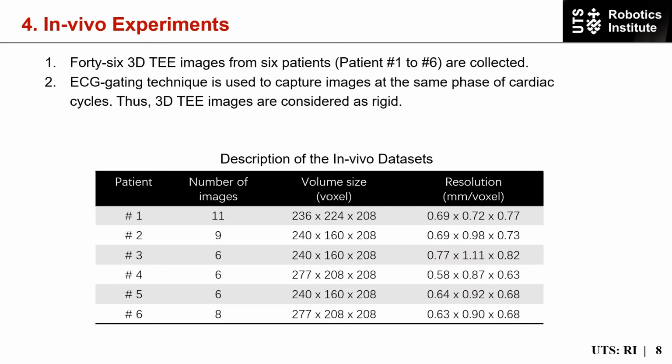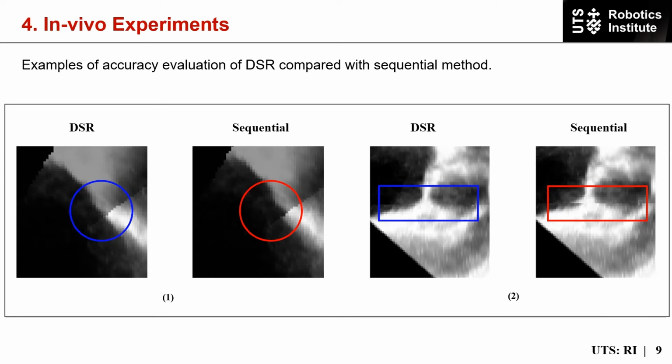In our in vivo experiments, 46 3D images from 6 patients are collected, and ECG gating is used to avoid cardiac motion in the collected images. In this part, DSR is compared with sequential and APE methods only. To evaluate the accuracy of the methods, pairwise images are aligned using the poses obtained by the sequential, APE, and DSR methods respectively. Through comparing the alignments, it is found that aligned images obtained from the DSR are more accurate than the sequential and APE methods. Here are some examples.